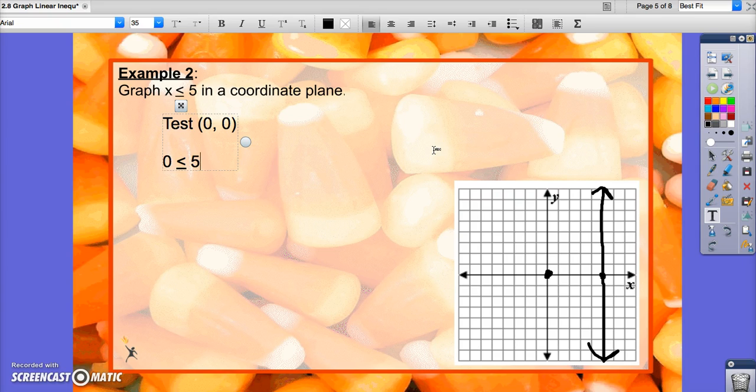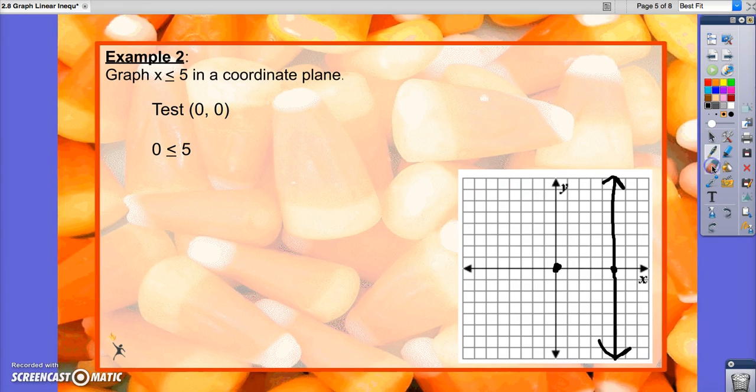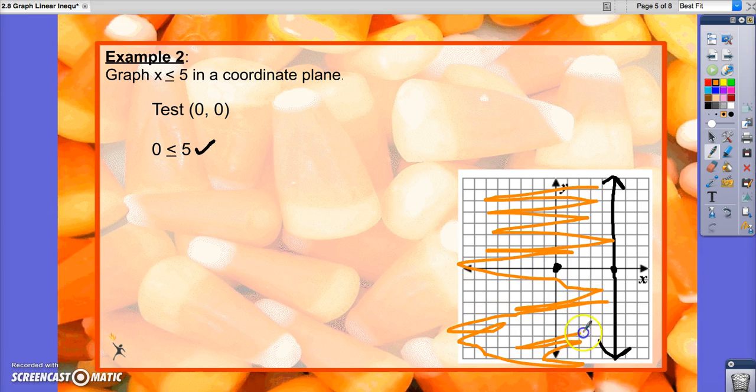Think to yourself, is this a true statement? Is 0 less than or equal to 5 as an inequality? You can find out, yes, it's true. So I always like to put a little check mark there. So if it's true, I'm going to shade where (0, 0) is. So here's (0, 0) right here. It's true. So here's my shading. This whole plane to the left. And probably you will do a better job at shading than I am, but you get the point.